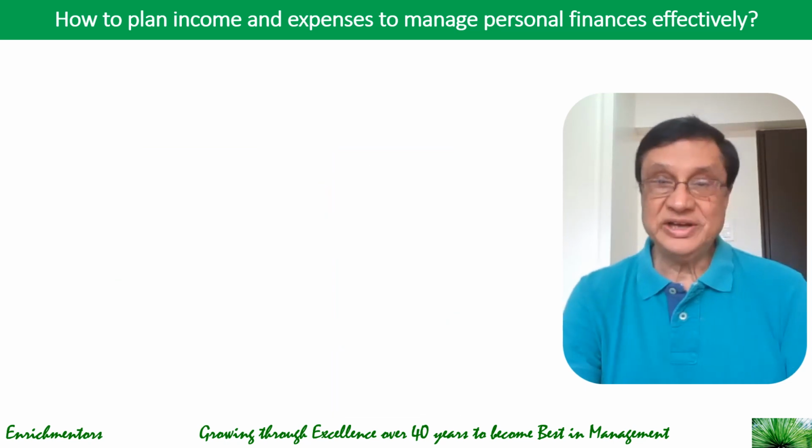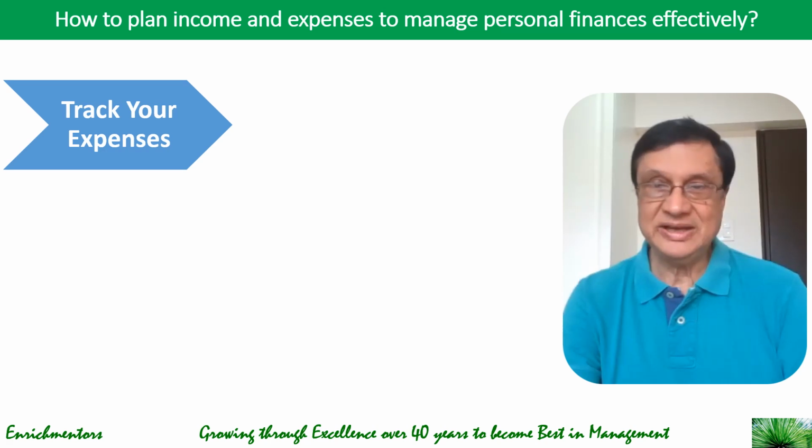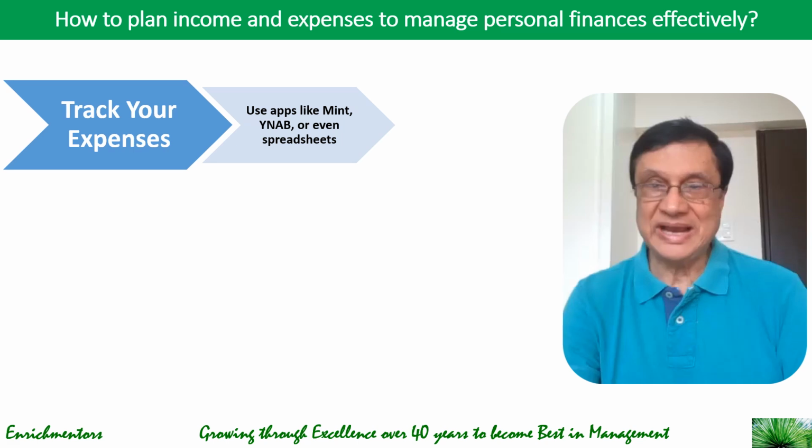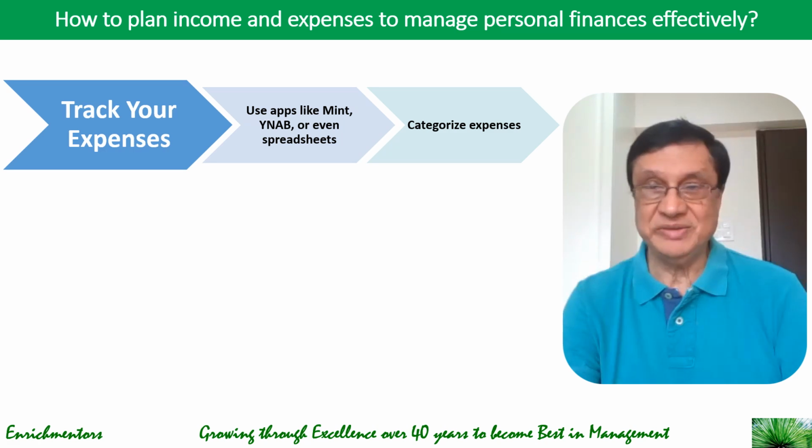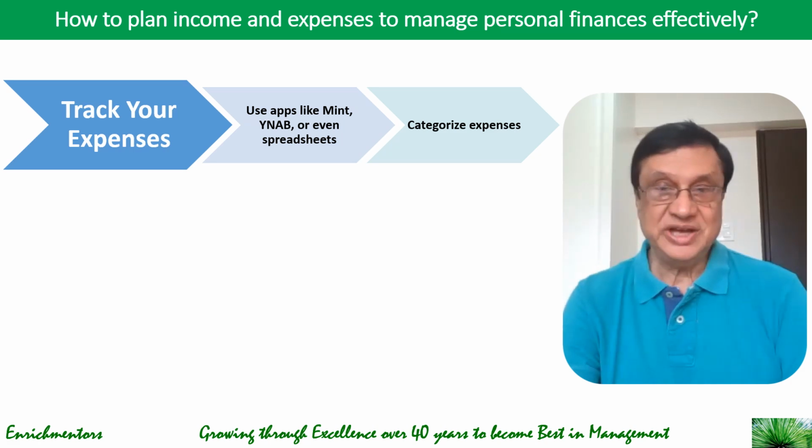Then you start tracking your expenses. You can use apps like Mint, YNAB, or even spreadsheets to track your daily expenses and budgets. And there you categorize expenses to see where your money goes every month and adjust accordingly if you are overspending in a particular area. Then you set financial goals.